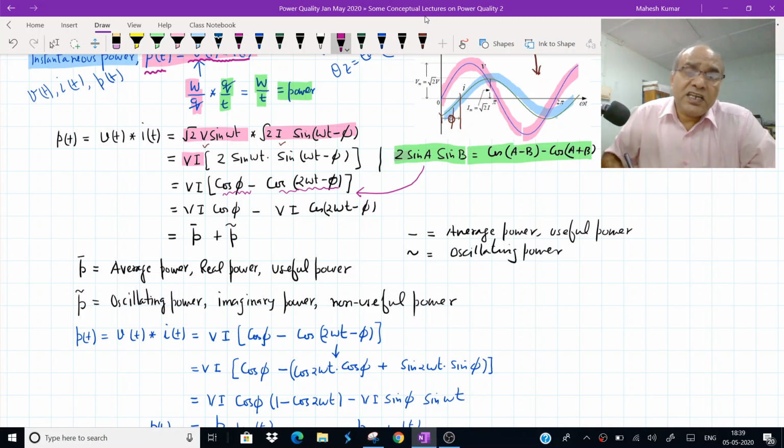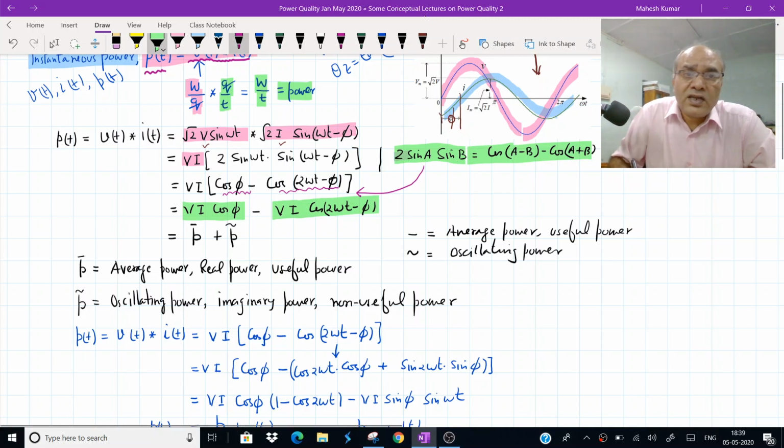Now as you can see, the cos phi is a constant term. There is no time function involved here. So therefore I can separate them out. The first term is Vm Im cos phi and the second term is Vm Im cos 2 omega t minus phi. Let us call it first term and second term.